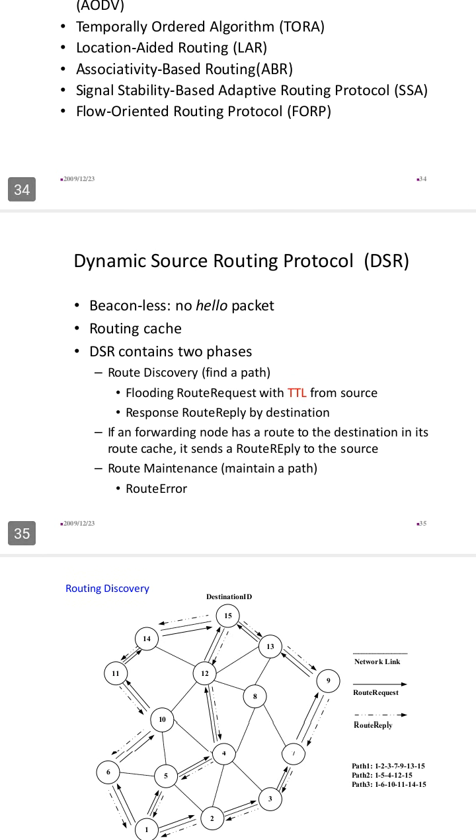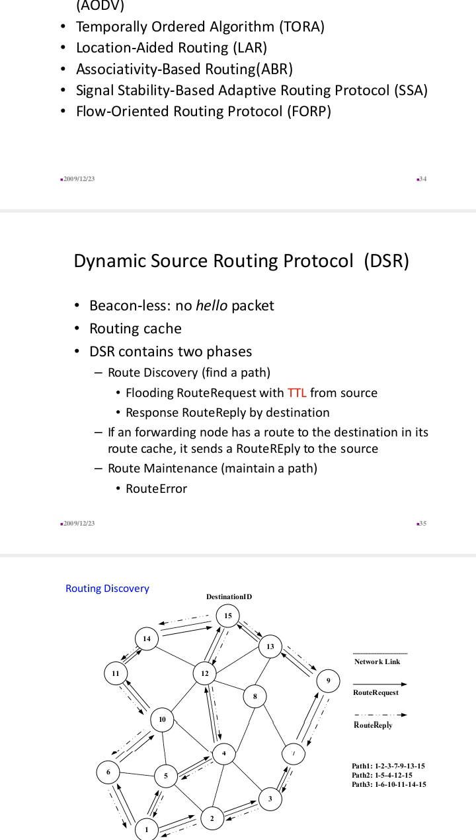The first one is the dynamic source routing protocol, which is an on-demand routing protocol. In on-demand routing we do not maintain any tabular information like in table driven routing protocols. But DSR differs somewhat from other on-demand routing protocols.